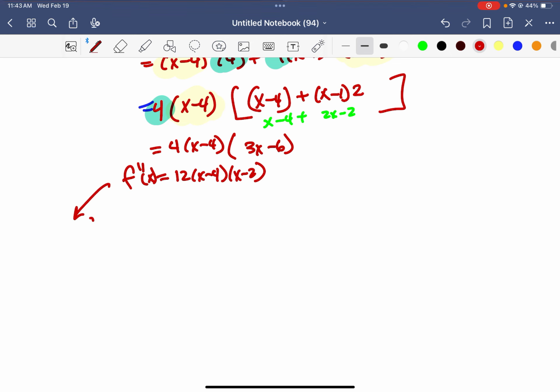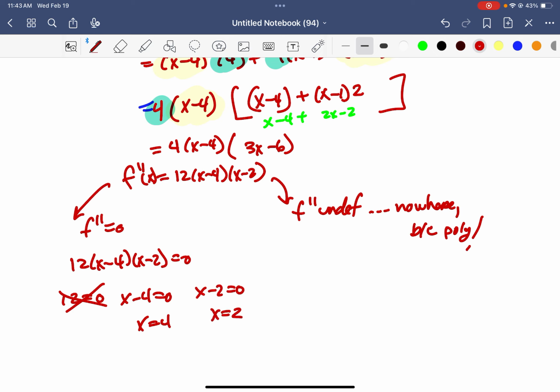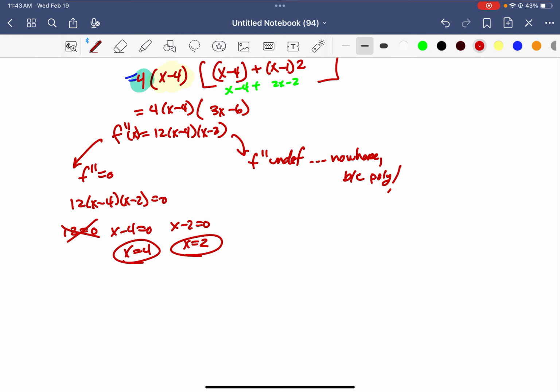So if you ask me where that's equal to 0 or where that's undefined, I say it's undefined nowhere because it's a polynomial if you multiply it all out. Here I get this 12 times x minus 4, x minus 2. Well, either 12 equals 0, which never happens. This equals 0, which gives me 4. Or this equals 0, which gives me 2. These are my possible critical values.